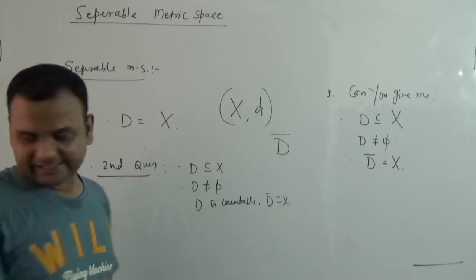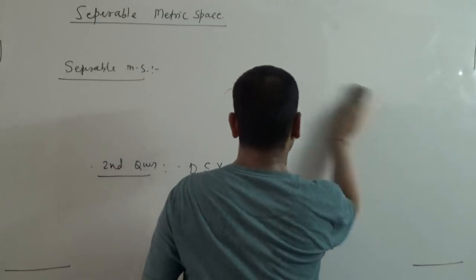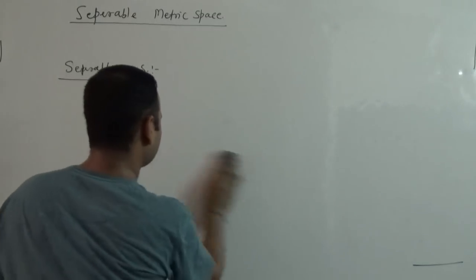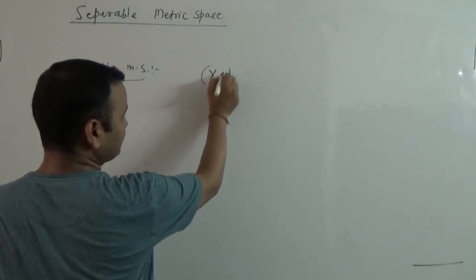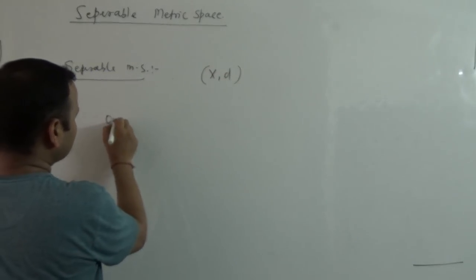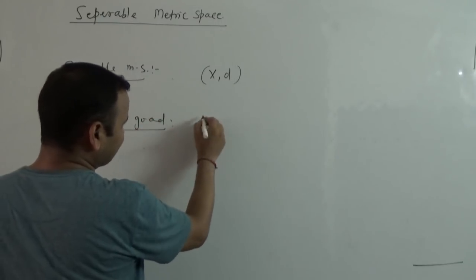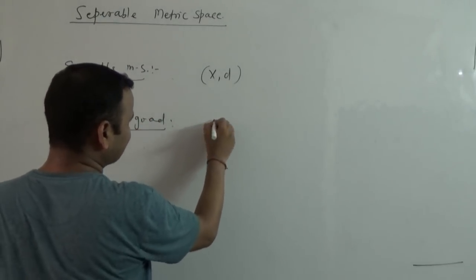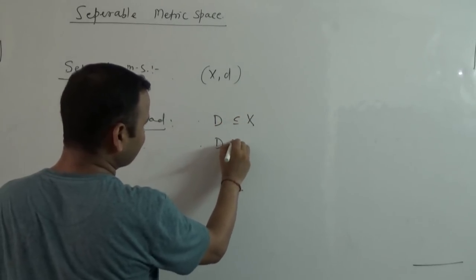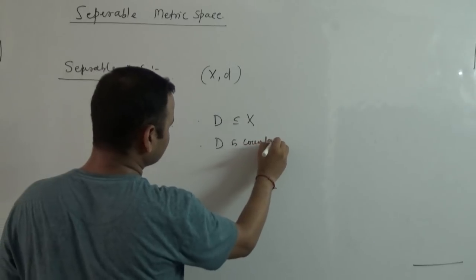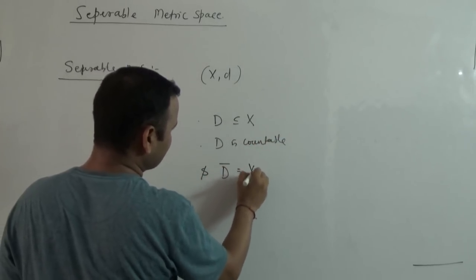So there are here two technical terms. So let me write that. What are those two technical terms? Given a metric space X, so this is given, so our goal is very clear. What is our goal? Does there exist D contained in X such that D is countable and the closure of D is equal to X?